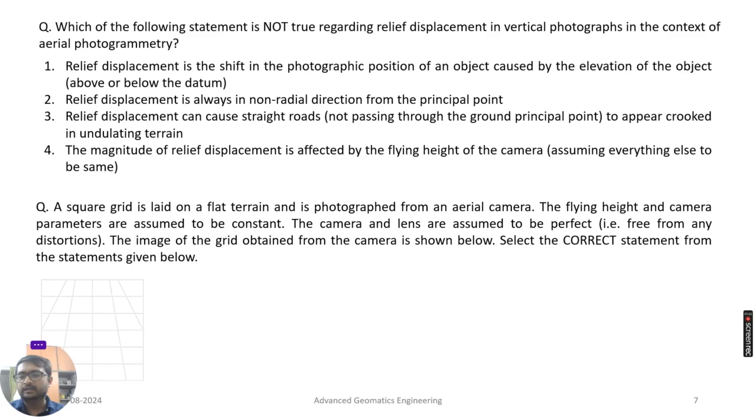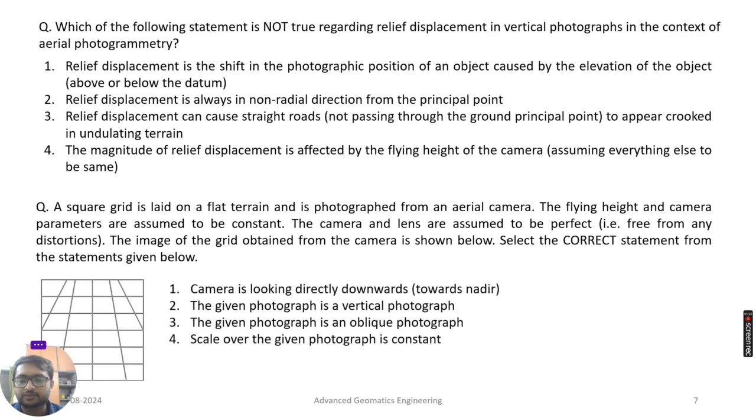Then we have a square. We have been given this photograph, and we have to say which of the following answers is true. From the look of it, it is very detectable that the photograph is an oblique photograph, not taken from 90 degrees. It's taken from some angle. So the threshold is more than 3 degrees.